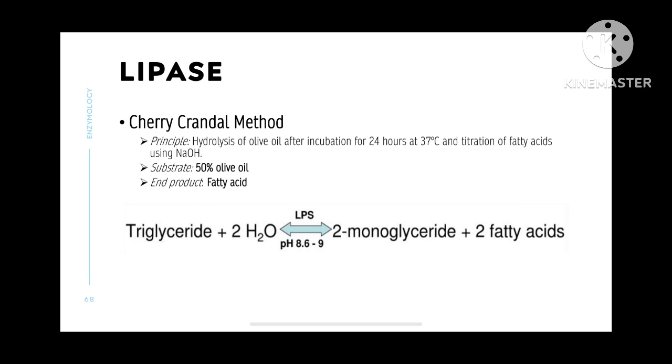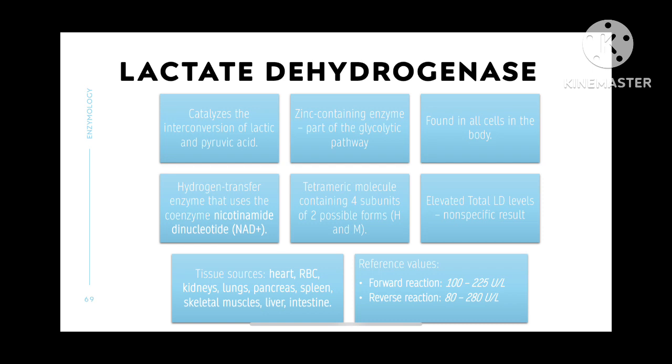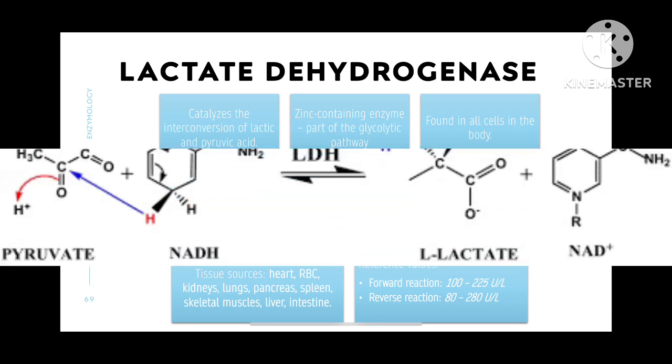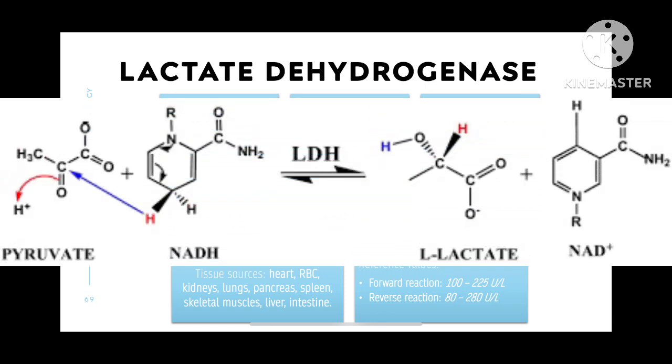The reference range for lipase would be less than 38 units per liter at 37 degrees Celsius. The next enzyme that is of clinical significance is lactate dehydrogenase. It is an enzyme that catalyzes the interconversion of lactic and pyruvic acids. It is a hydrogen transfer enzyme that uses the coenzyme nicotinamide adenine dinucleotide.